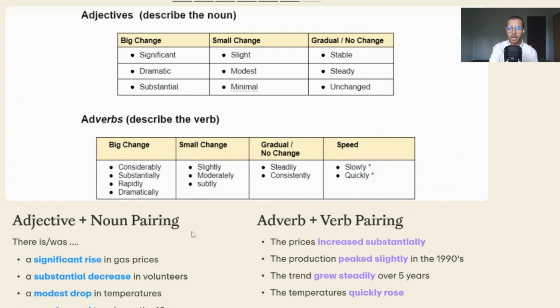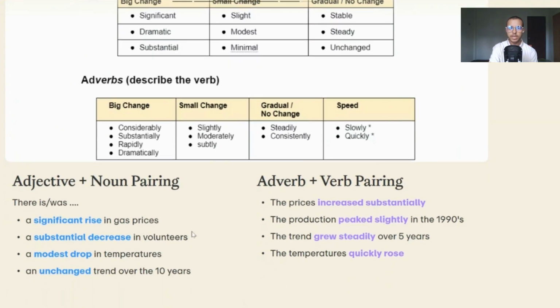Let's look at adjective-noun pairing. We can say, there was a significant rise in gas prices. Remember, rise is a noun. So we have the adjective noun, a significant rise. There was a substantial decrease in volunteers. A modest drop in temperatures. An unchanged trend over the 10 years. Can you picture that? An unchanged trend. That means it remained stable, consistent.